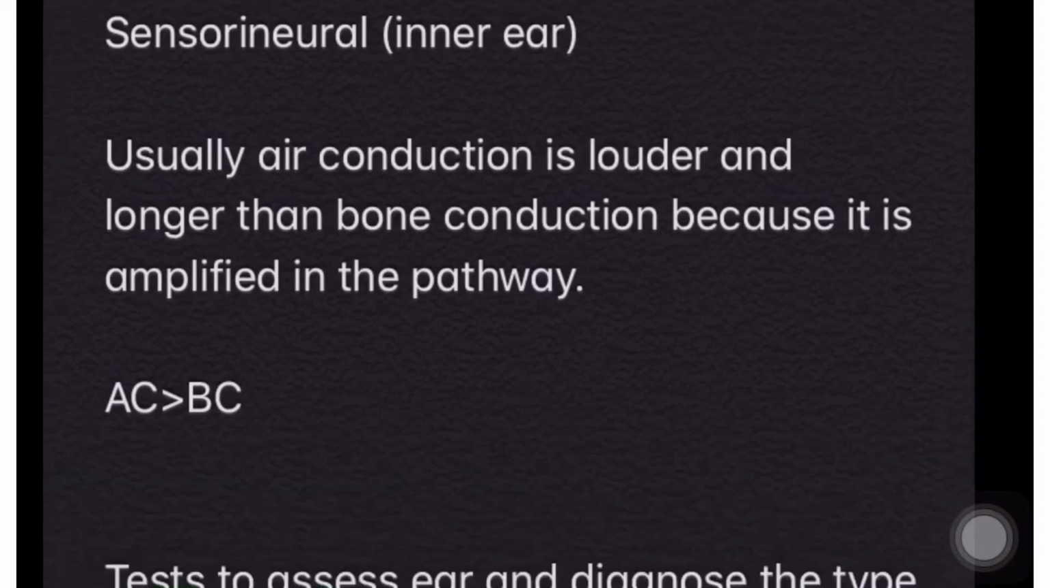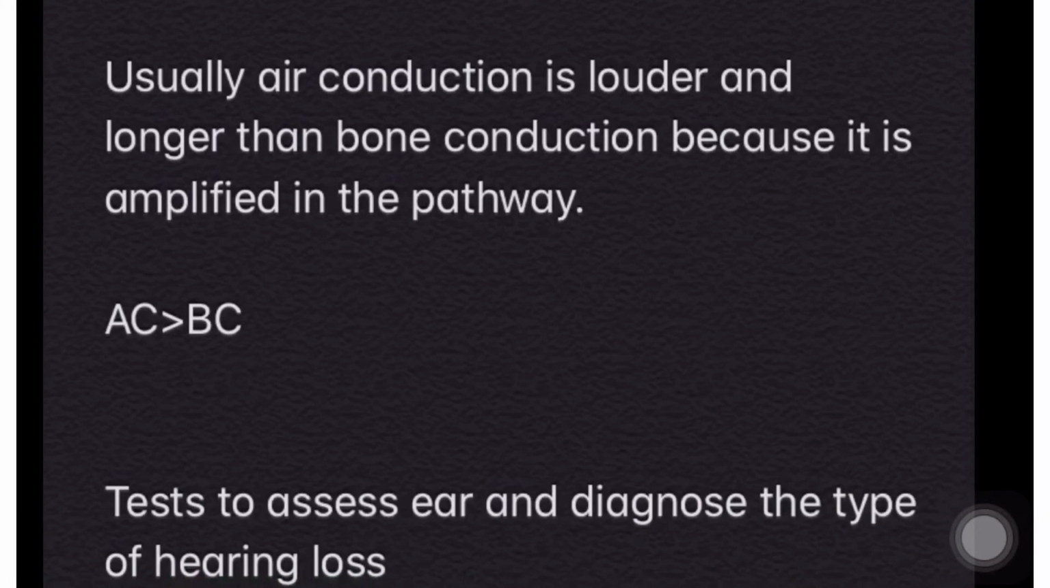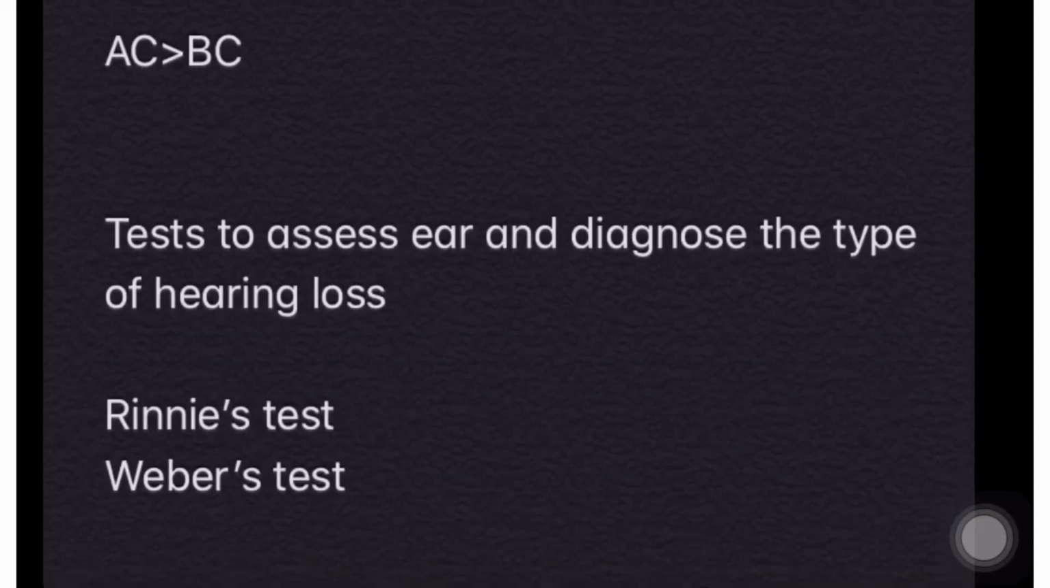Now let's come to some facts. So usually the air conduction is louder and longer than the bone conduction. So when the sound passes through the external ear and then to the middle ear and finally goes to the inner ear, the sound is usually amplified because of various reasons. So remember, AC is more than BC. This will be useful later when we study about the Rinne's and the Weber's test. So let's begin with the Rinne's test.